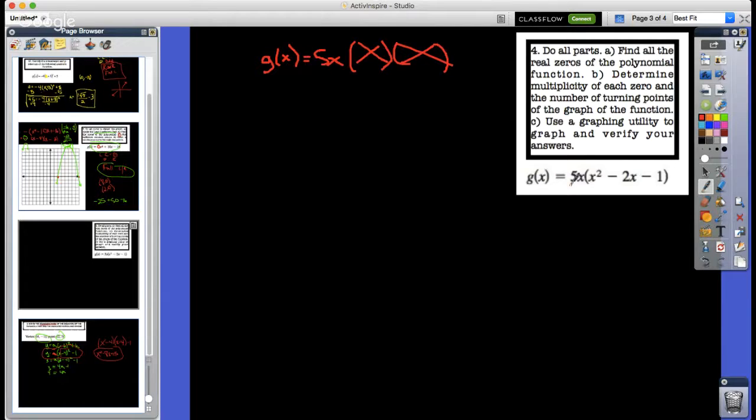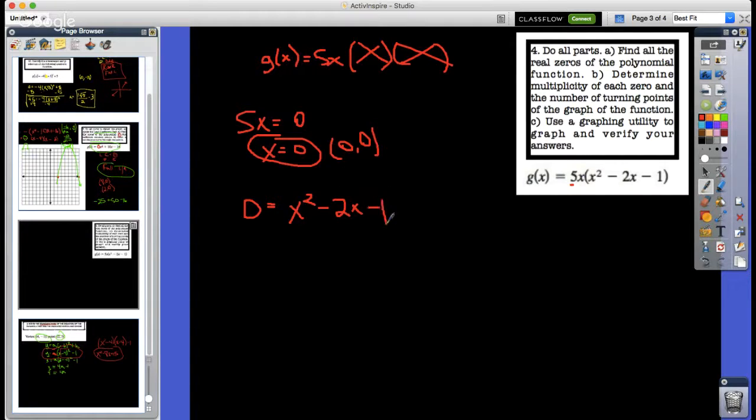We're going to set both parts of these equal to 0. So we'll say 5x is equal to 0. Now that's easy because if I divide by 5, x equals 0. So the first x-intercept is 0, 0. And then this next part's a little tougher because now it's 0 equals x squared minus 2x minus 1. And why that's important is we're going to do the quadratic formula.